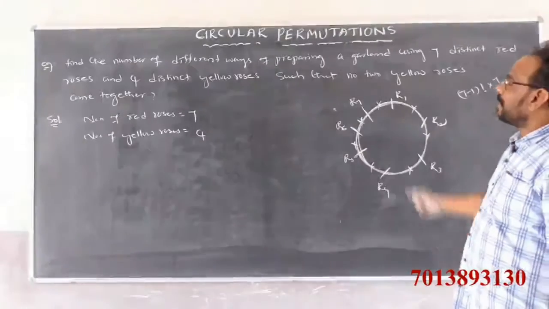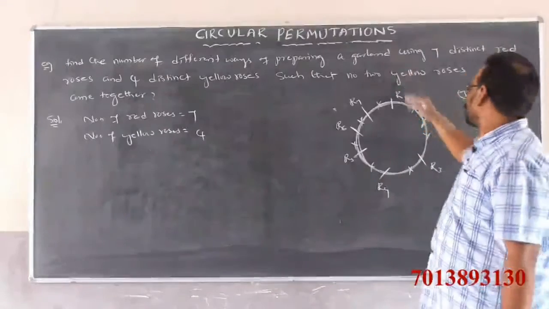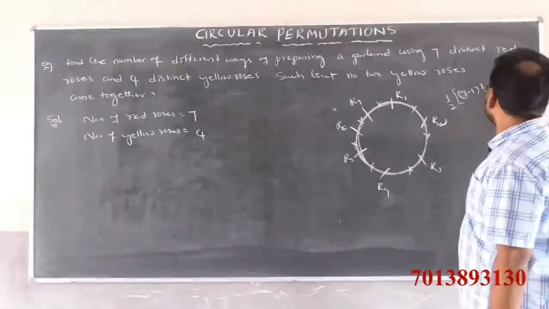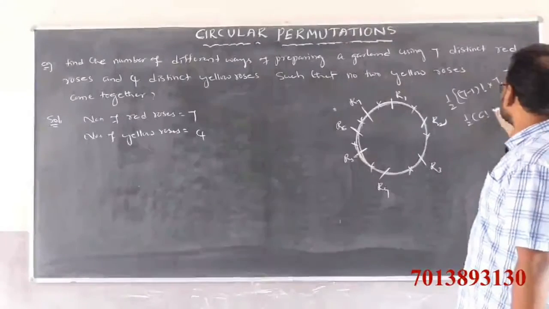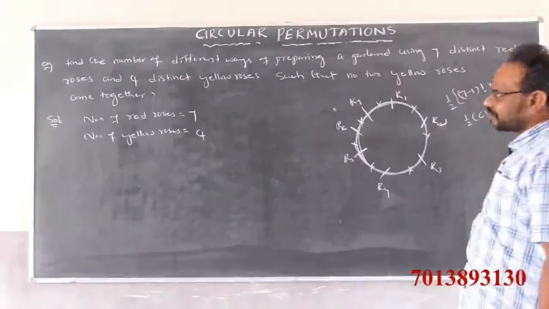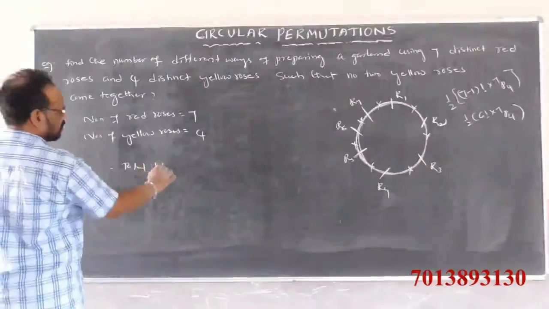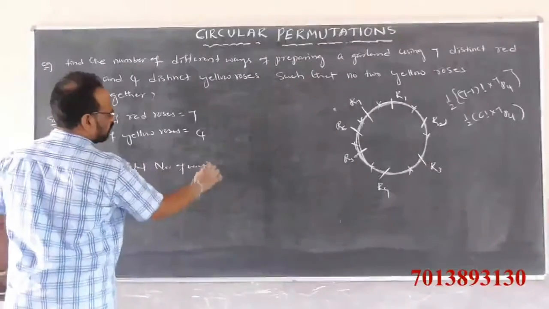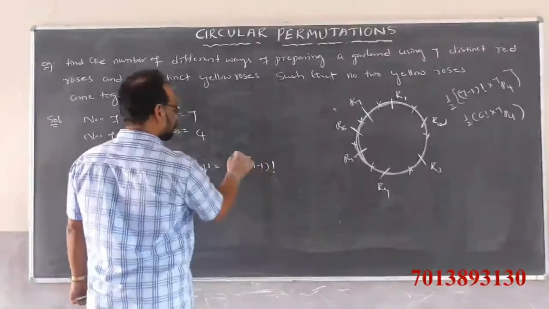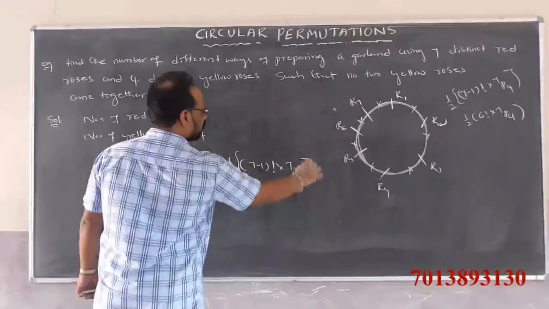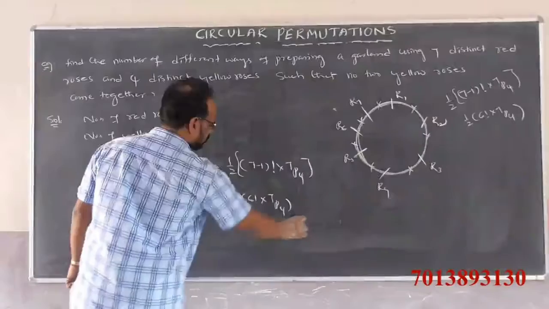But this is preparing a garland. Preparing a garland means the total arrangement is clearly 1 by 2 times (7 minus 1) factorial into 7P4. That is 1 by 2 times 6 factorial into 7P4. So the total number of ways is equal to 1 by 2 times (7 minus 1) factorial into 7P4, that is 1 by 2 times 6 factorial into 7P4.